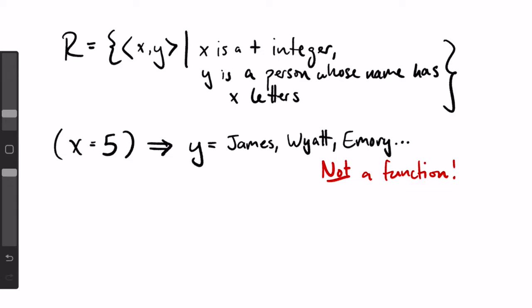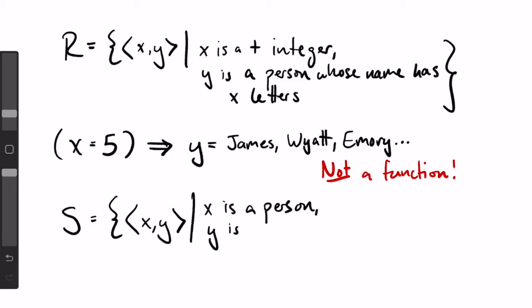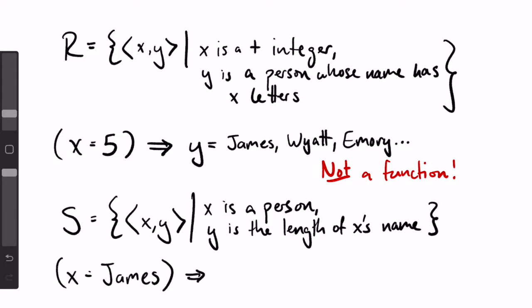But what if we flipped R? Let's say S is a set of ordered pairs xy such that x is a person and y is the number of letters in the person x's name. Well, a single person can't have multiple lengths of their name, it's a fixed value. So S is a function.